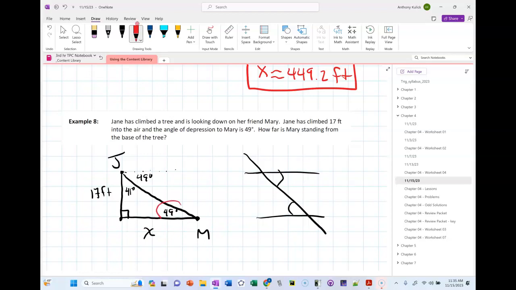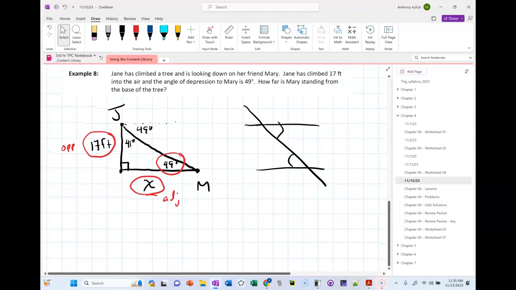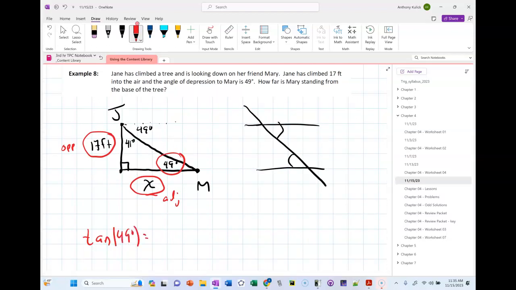49. That's fine. Okay. Relative to the 49, the side we know is opposite, adjacent, or hypotenuse? Opposite. And the side we want to know is opposite, adjacent, or hypotenuse? Adjacent. So which trig function should we use? Tangent. So we can say tan of 49 equals opposite over adjacent.